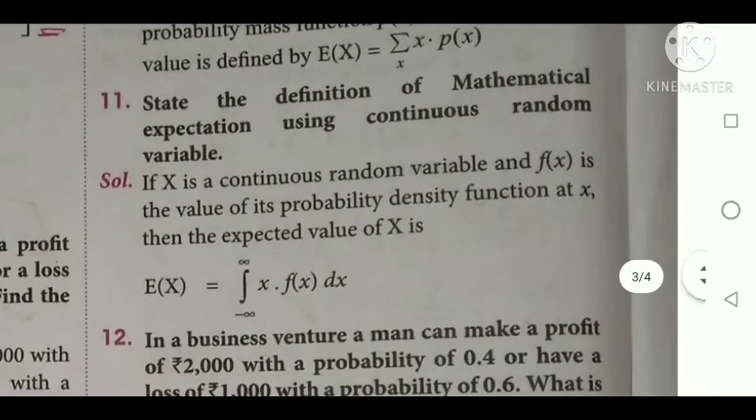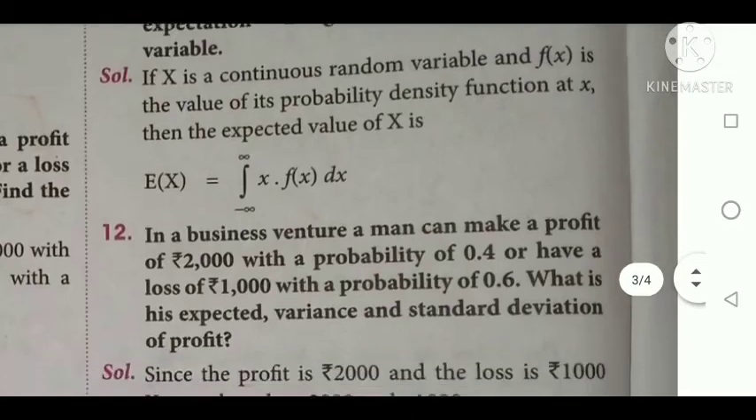Then state the definition of mathematical expectation using a continuous random variable. If it is a continuous random variable, f of x is the value of its probability density function at x, that is we take the integral of x into f of x dx. Here f of x is given, and we find the expected value by integration from minus infinity to infinity. If the limits are given, apply those limits to x into f of x.